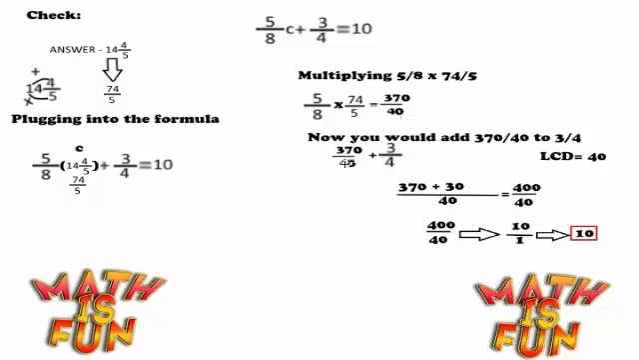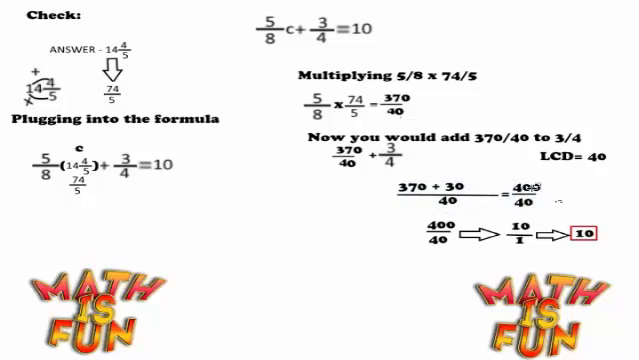So then you would do the same thing. If you know how to add fractions, you would divide 40 by this denominator, which would be 1, and 1 times 370 would be 370. Then you would do the same for 3 over 4. So you would do 40 divided by 4, which would be 10, and then you would multiply the 10 by the 3, which would get you 30. When you add all this, you would get 400 over 40.